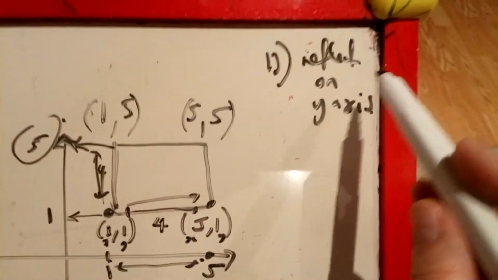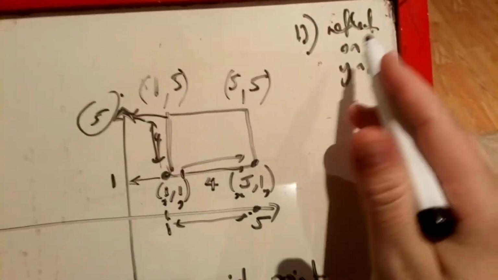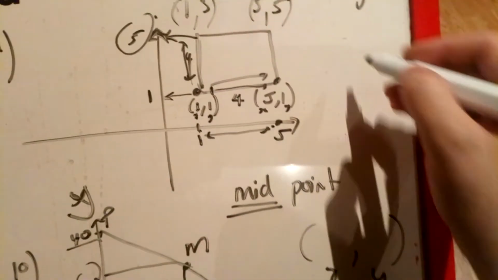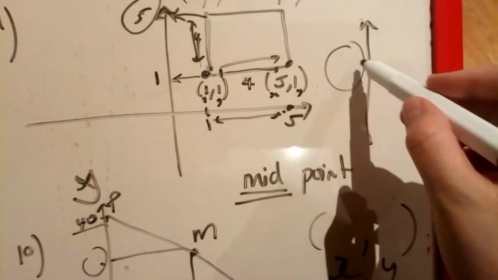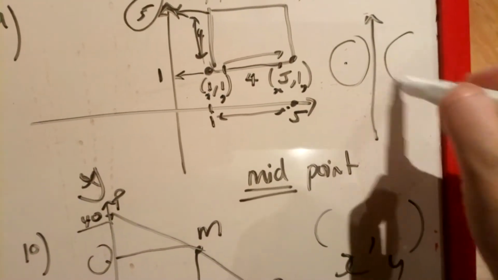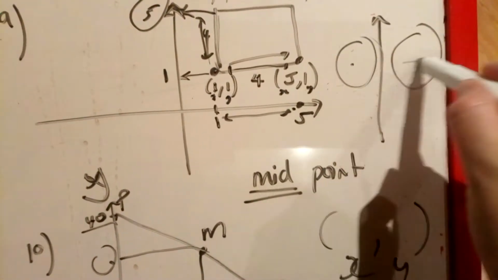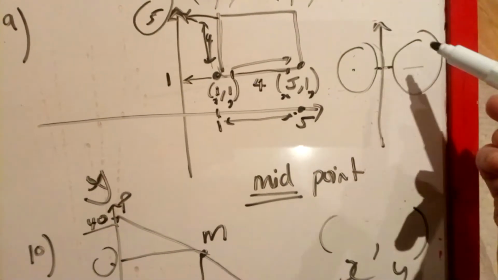Right, question 13. It's quite simple. It's just saying reflect on the y-axis. So the y-axis, you know, is this. They're giving you a shape here, and you have to reflect this to this side. But make sure the coordinates are all the same. The distance from here to here is the same.